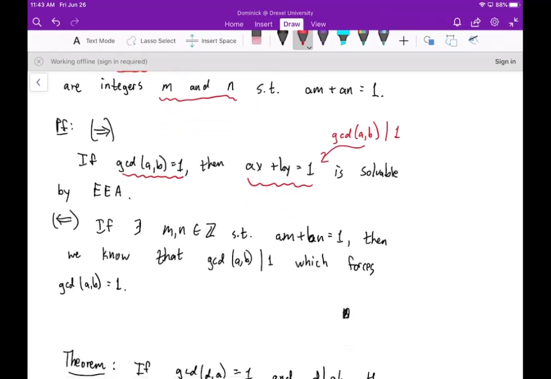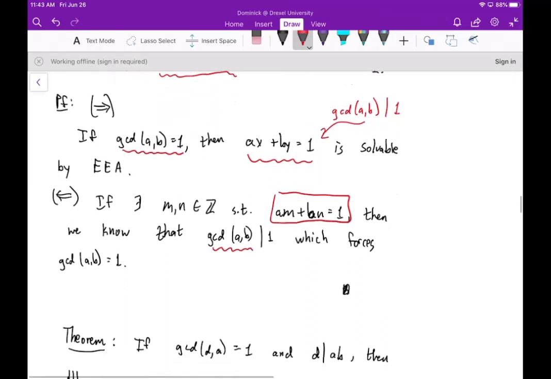Now, in the backward direction, if we assume that am plus bn is equal to 1, then we know that the GCD of a and b would have to divide 1, right? Now, if the GCD of a and b divides 1, that forces, we don't have a choice, the GCD must be 1, right? And that completes the proof.